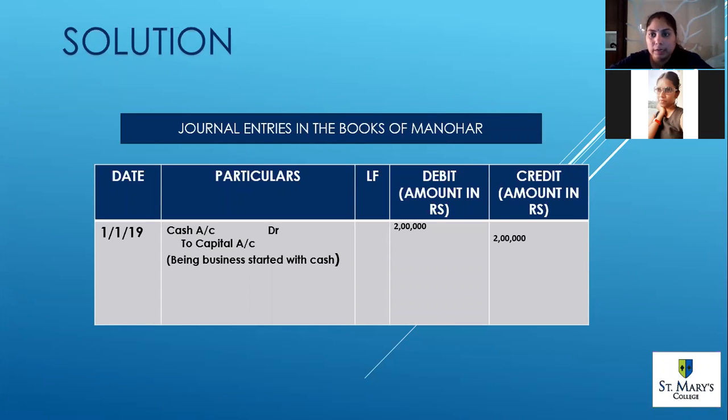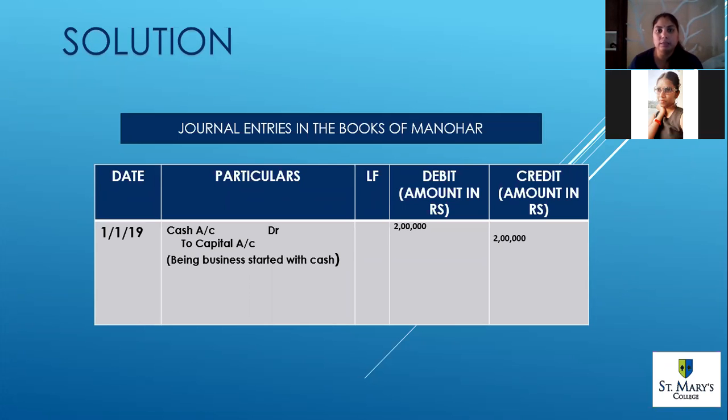After that, we need to write the narration, which is the short description of the business transaction. So you need to open the brackets, and the narration will always start with the term being. So being business started with cash, and close the brackets. One more simple thing, if you are not able to write the narration in your own words, what you can do is write being, copy down the transaction, whatever is given. So our transaction was Manohar commenced business with cash. So you can write it as being Manohar commenced business with cash.